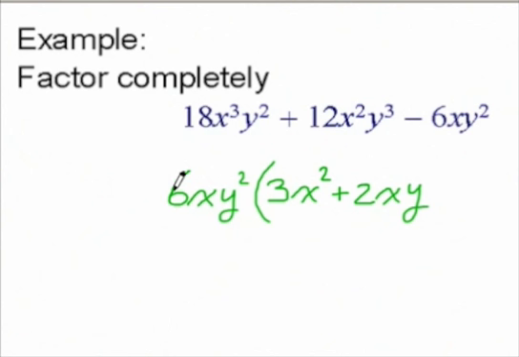Negative 6 divided by positive 6 is negative 1. x divided by x is 1. y squared divided by y squared is 1. So what's left behind here is a negative 1, technically negative 1 times positive 1 times positive 1. So this would be the greatest common factor pulled out of this trinomial.